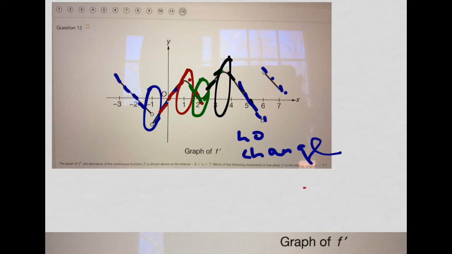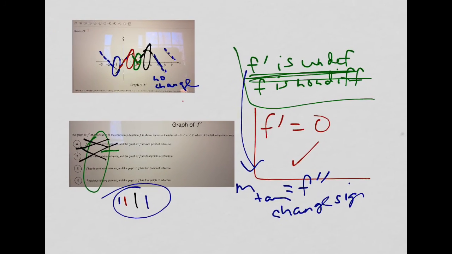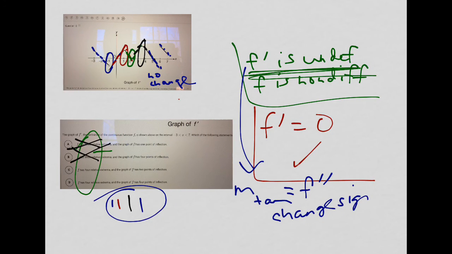Okay, so once we're clear, we have 4 points of inflection. And, whoa, that's a lot of space. So going back, since we have 4 points of inflection, our answer is D, and we're done.